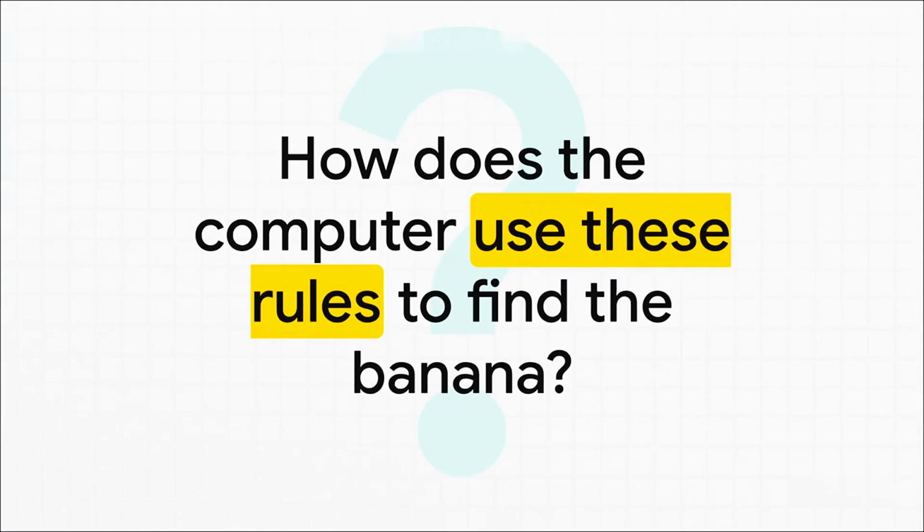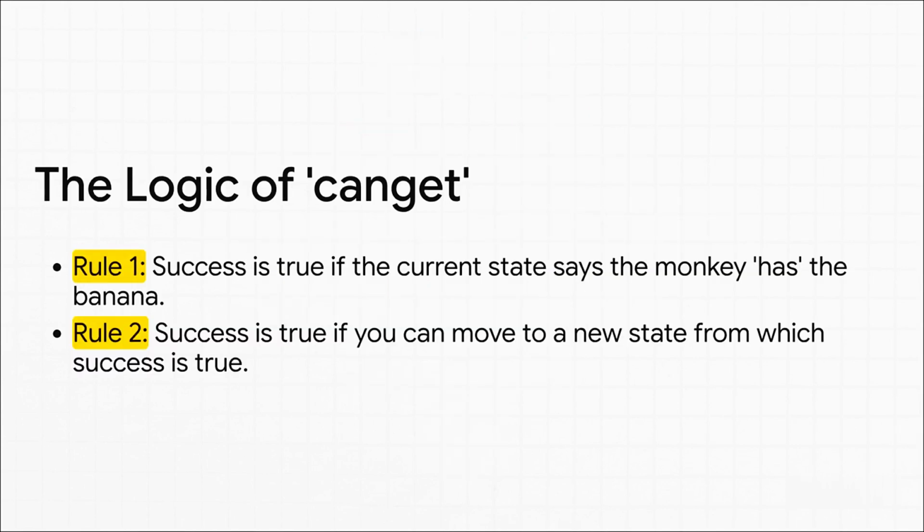Yeah, this is the million-dollar question, isn't it? The computer doesn't have a cheat sheet. It doesn't know the solution is walk, push, climb, grasp. It has to discover that sequence entirely on its own. So how in the world does it do that? Well, the logic it uses is so elegant. It's really simple and incredibly powerful. It all boils down to just two rules.